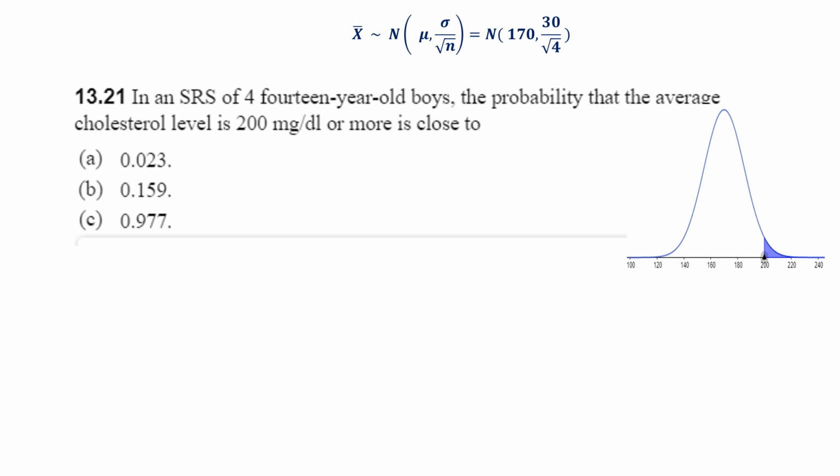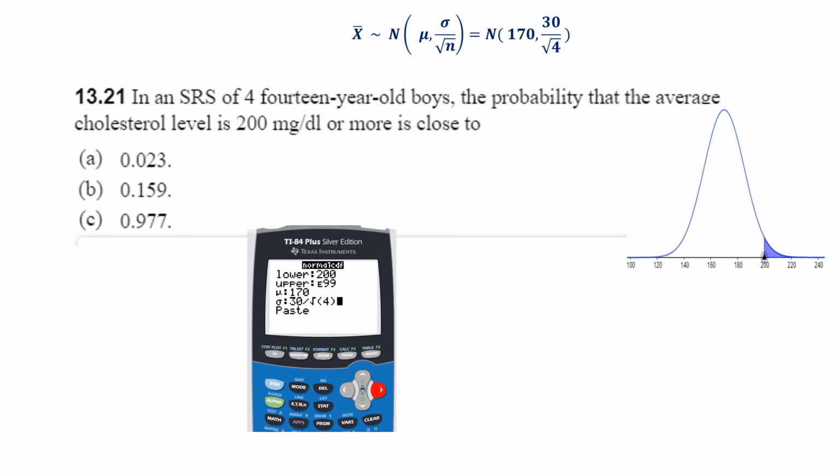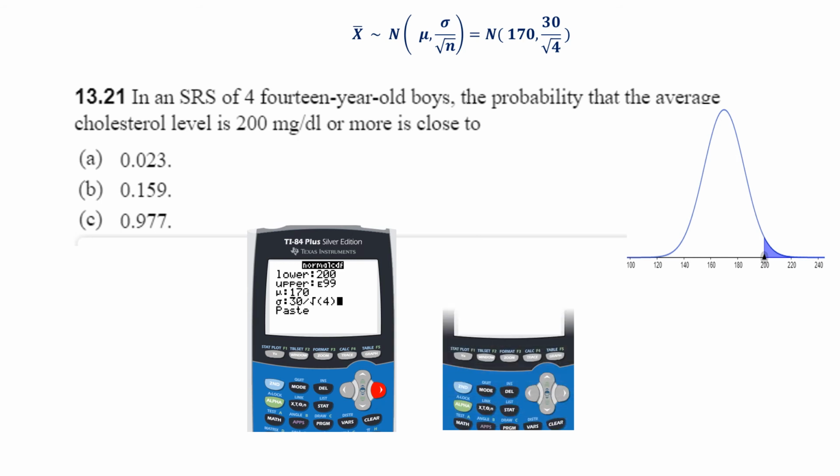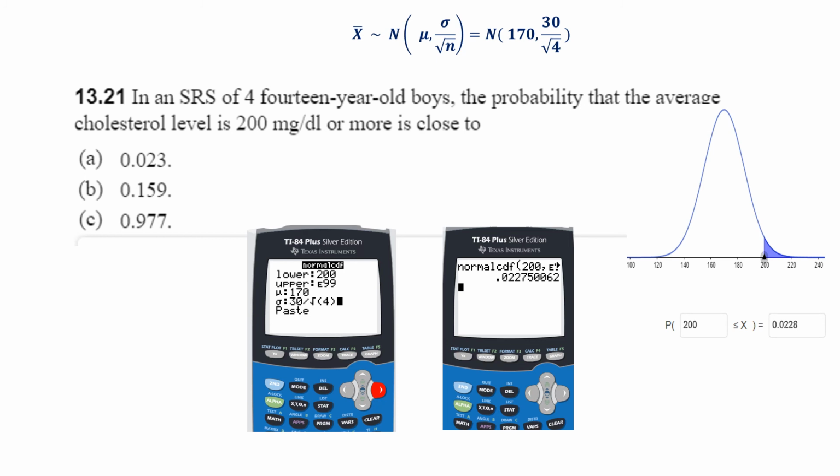So how will you calculate this? You will be using your graphing calculator. You will use second variables. The lower bound is 200, upper bound is infinity, and the mean is 170. Standard deviation is 30 by square root of 4. Paste and enter. You get the normal CDF as 0.0227, which is 0.023. So your answer is A. It is normal CDF, the lower bound, upper bound, mean, standard deviation. Enter that.